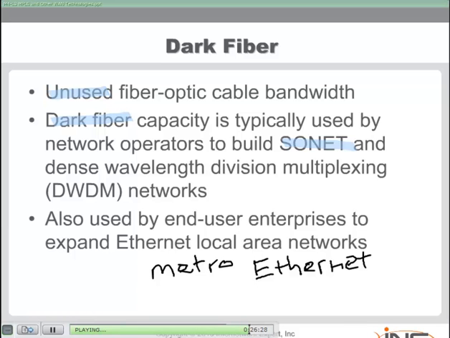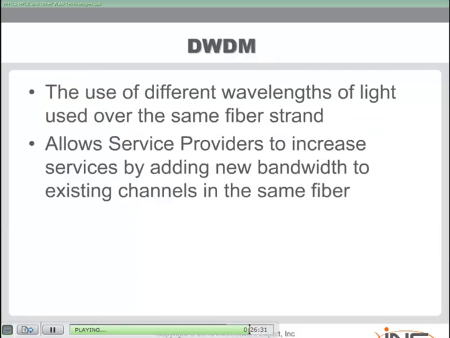By the way, dense wavelength division multiplexing allows the use of different wavelengths of light over one of these optical fiber strands in order to once again add new bandwidth and add new services to existing channels of fiber. Wow, how amazing. So just like earlier when we talked about a coaxial cable, how we could use different frequencies within the coaxial cable, now we're talking about using different frequencies within the optical fiber strand.